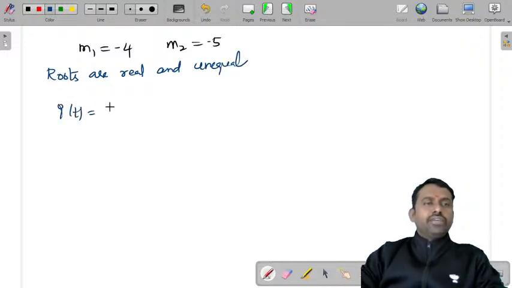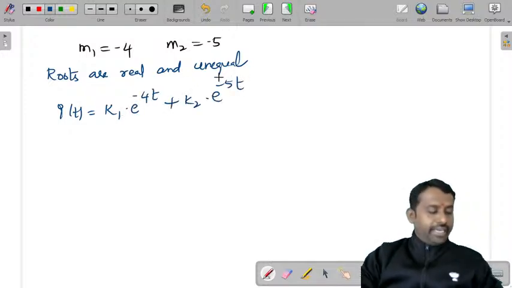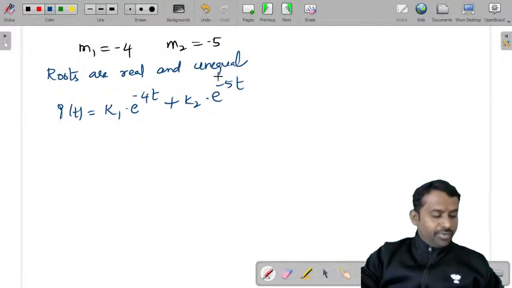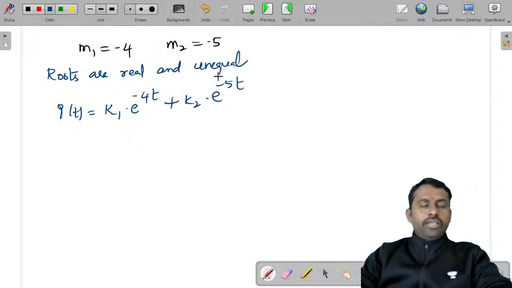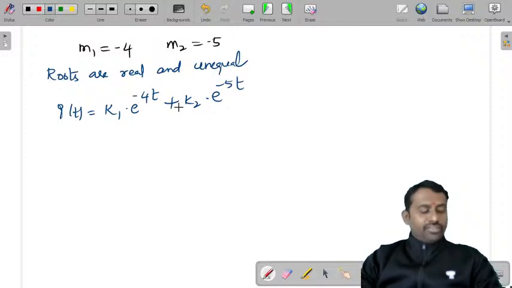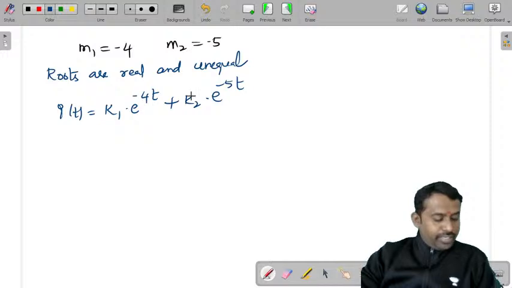I of t is equal to k1 into e power minus 4t plus k2 into e power minus 5t. Let's try to find these values of k1 and k2. So to find the values of k1 and k2, you need to substitute the initial conditions.